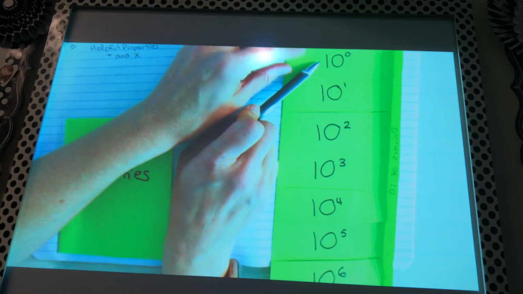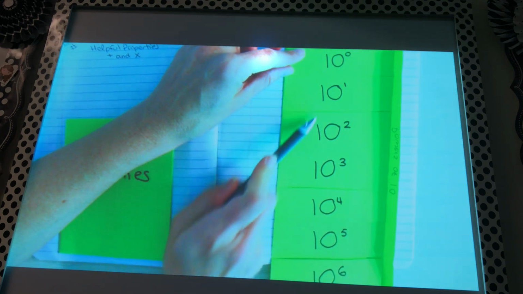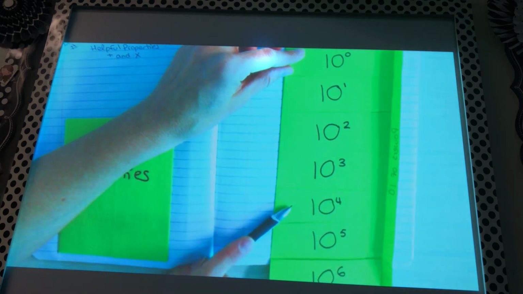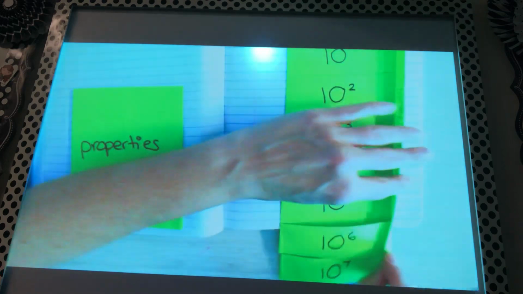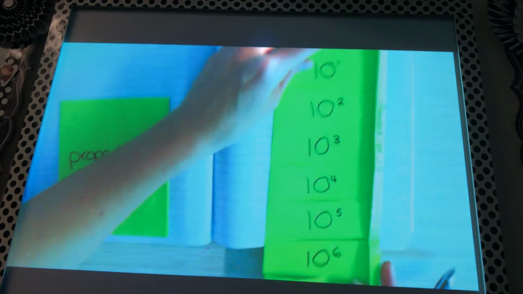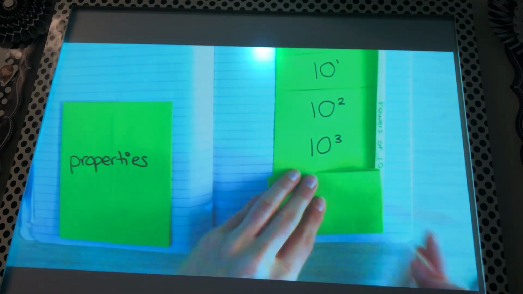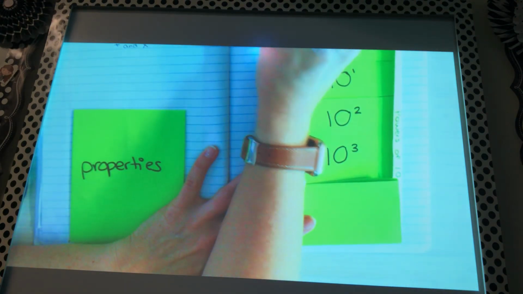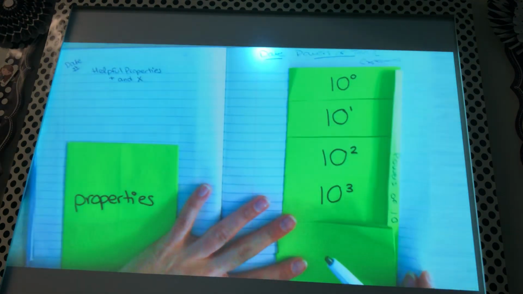So the first flap is 10 to the 0, the second one's 10 to the 1, the third one's 10 to the second, then you have 10 to the third, 10 to the fourth, 10 to the fifth, 10 to the sixth, and then finally 10 to the seventh. And this little flap you just fold over, it helps you keep it nice and neat in your journal. So title both your notes page for vocabulary and this page, Powers of 10 and Exponents.